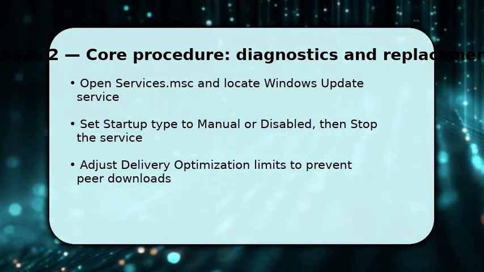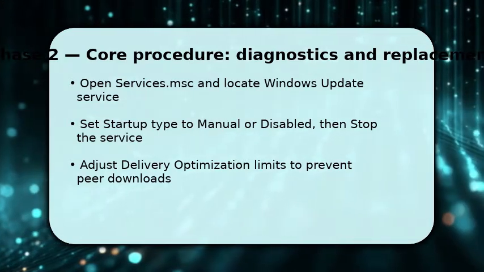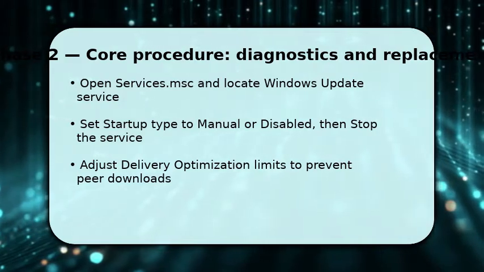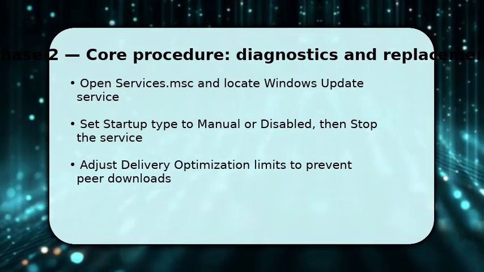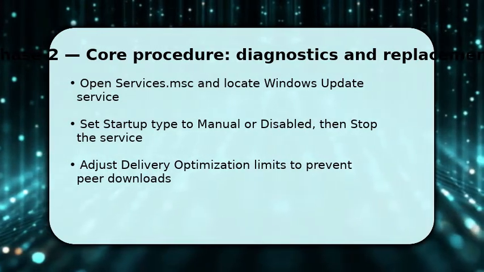After that, open Delivery Optimization settings and limit or turn off peer-to-peer updates so other PCs don't trigger downloads on yours. Once done, make sure to test by checking for updates manually. This confirms the service remains stopped and prevents unexpected bandwidth use.